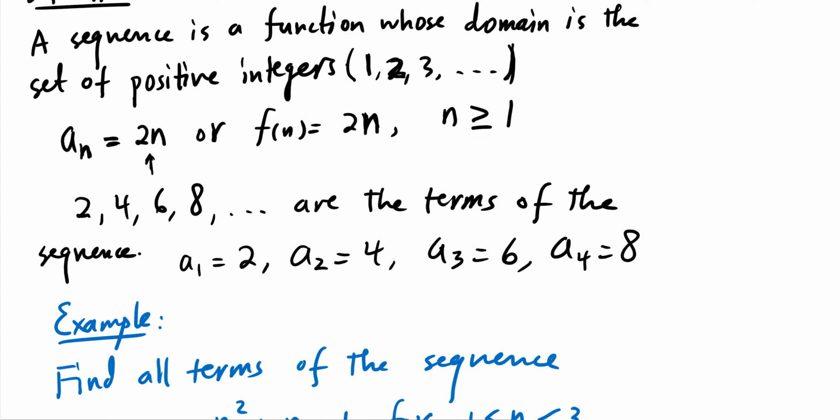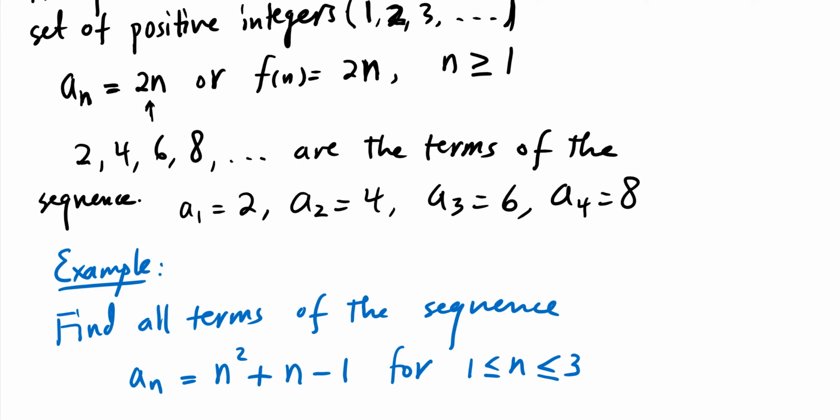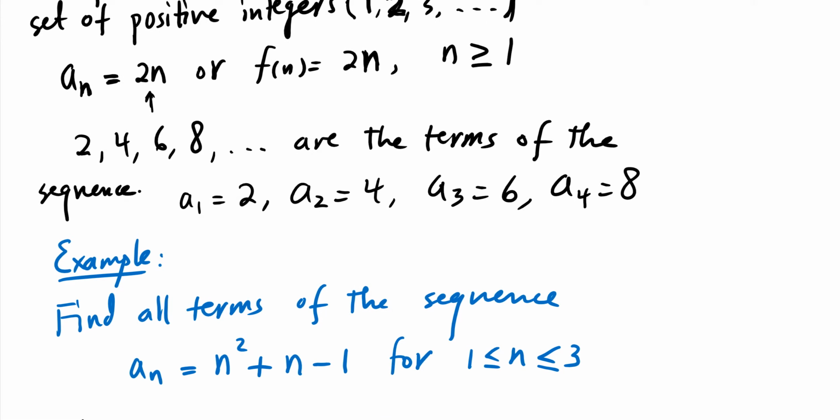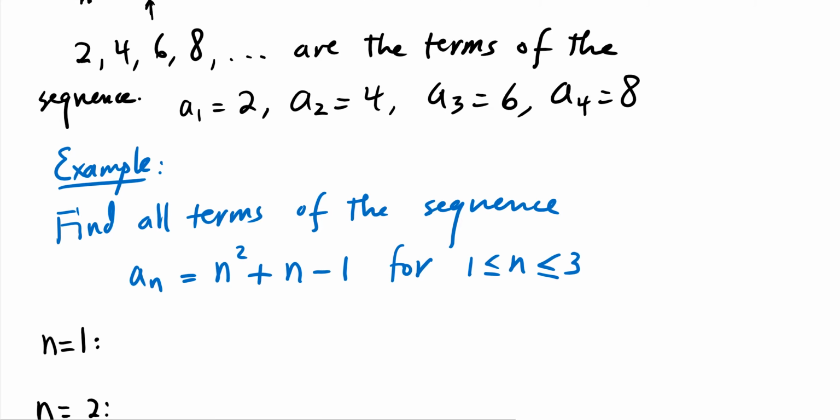We can look at some other example. Find all terms of the sequence a_n equals n squared plus n minus 1 for n between 1 and 3. That's why they said all of them, because they put a restriction on n. This means n starts at 1 and runs to 3. So 1, 2, 3. When n is 1, we get a1, which is 1 squared plus 1 minus 1. These cancel, the answer is 1.